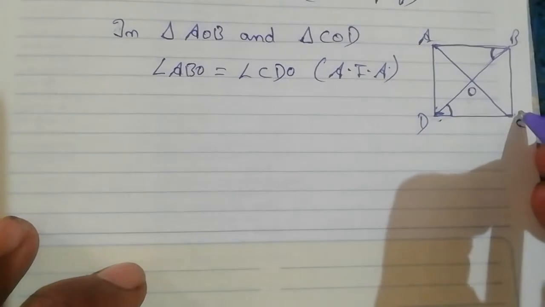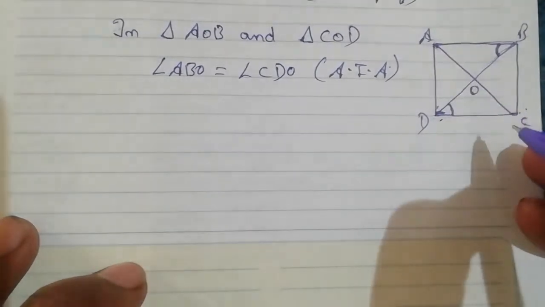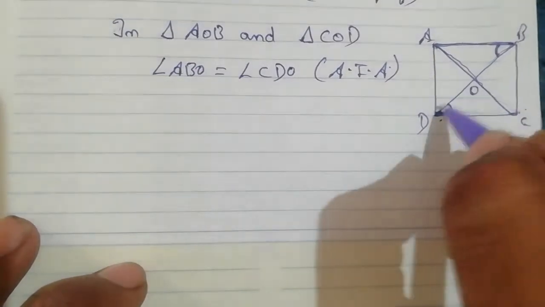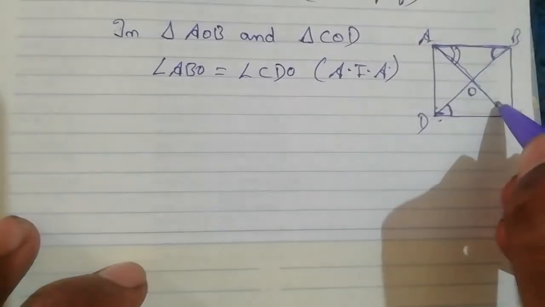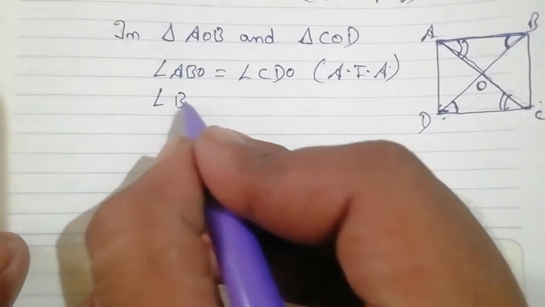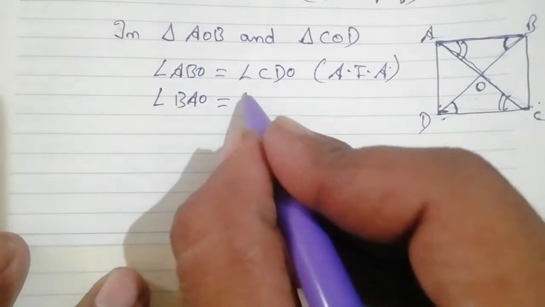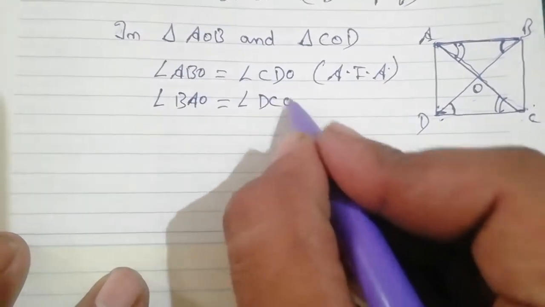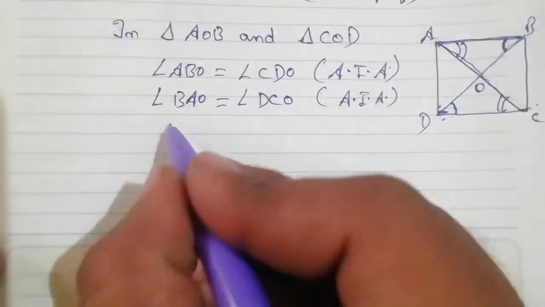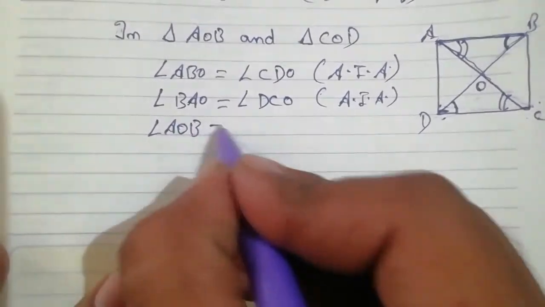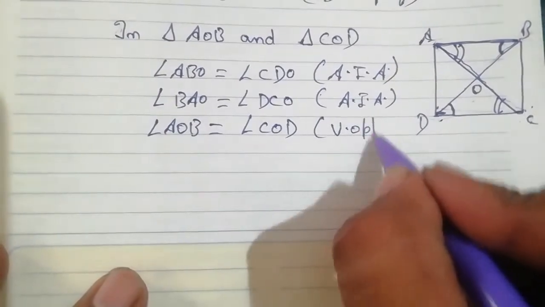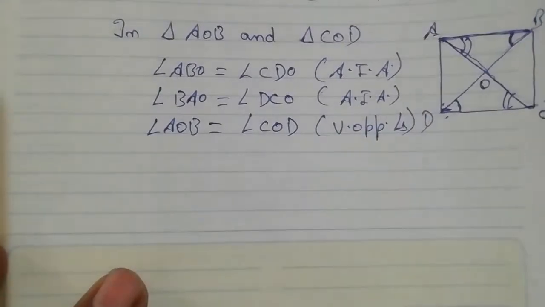Also AD is parallel to BC and AC is transversal. So we have an inverse Z like structure here. So we can say that this angle is going to be equal to this one. So here we will write angle BAO is equal to angle DCO. Okay, this is also alternate interior angles, and angle AOB is equal to angle COD because when two lines are intersecting each other, their vertically opposite angles are equal.